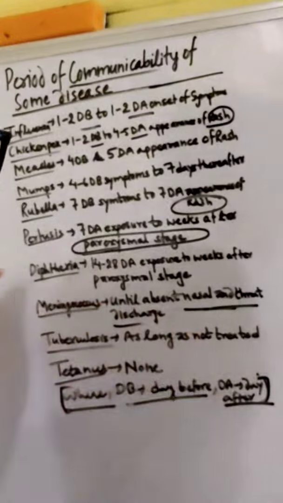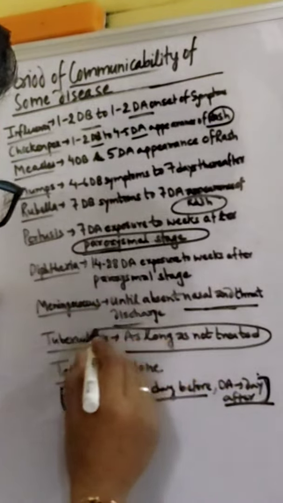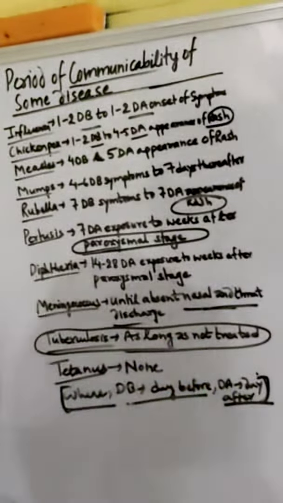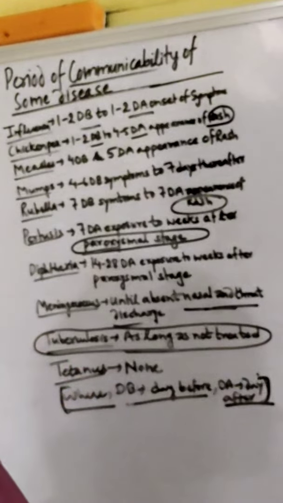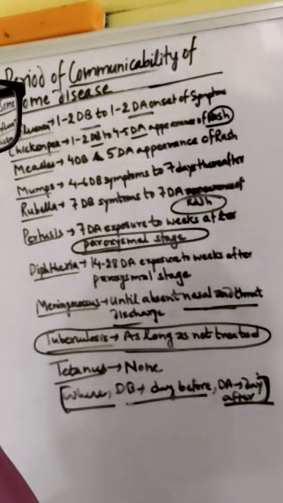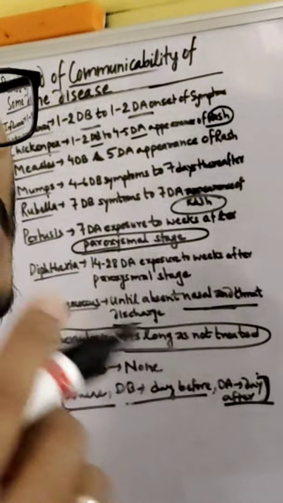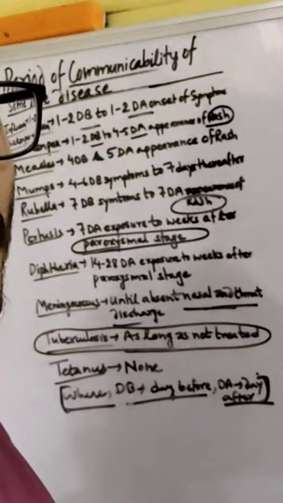Tuberculosis, as long as not treated. If the treatment is not provided on time, then tuberculosis will transmit from one person to another person, from one infected person to another. One person will transmit to 10 to 15 healthy persons.